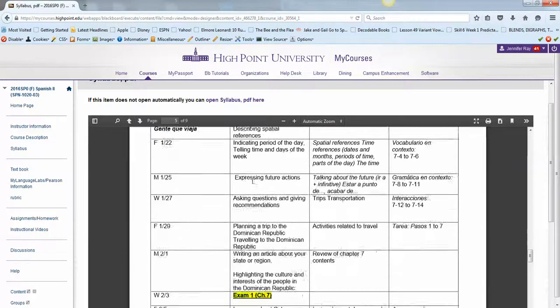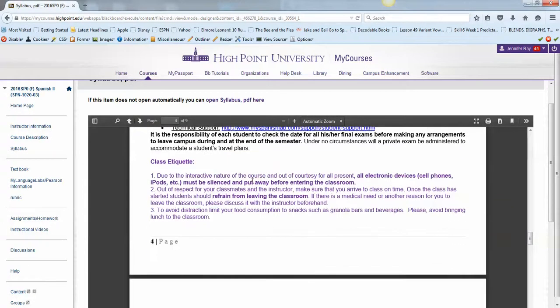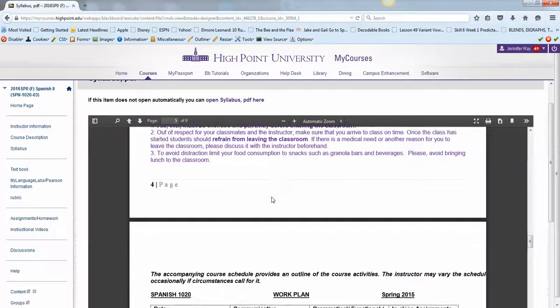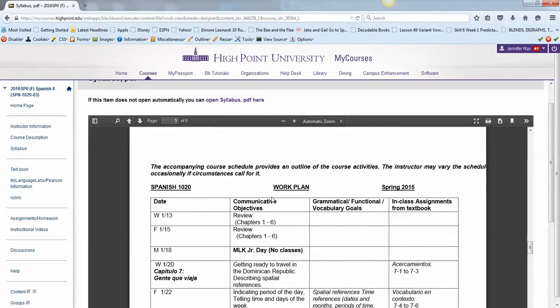And here's our class etiquette. Due to the interactive nature of the course and out of courtesy for all present, all electronic devices must be silenced out of respect for your classmates and the instructor, and make sure you arrive on time. And once the class is started, you should refrain from leaving the classroom. If there's a medical need or another reason for you to leave the classroom, please discuss it with me beforehand. And to avoid distraction, limit your food consumption to snacks such as granola bars and beverages. Please avoid bringing lunch to the classroom, which won't be a problem for us. It would be more breakfast.